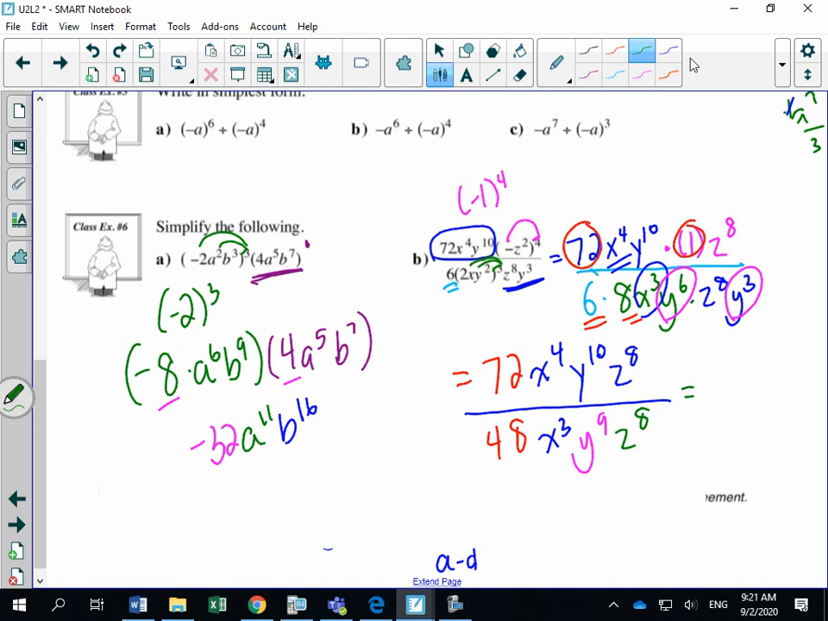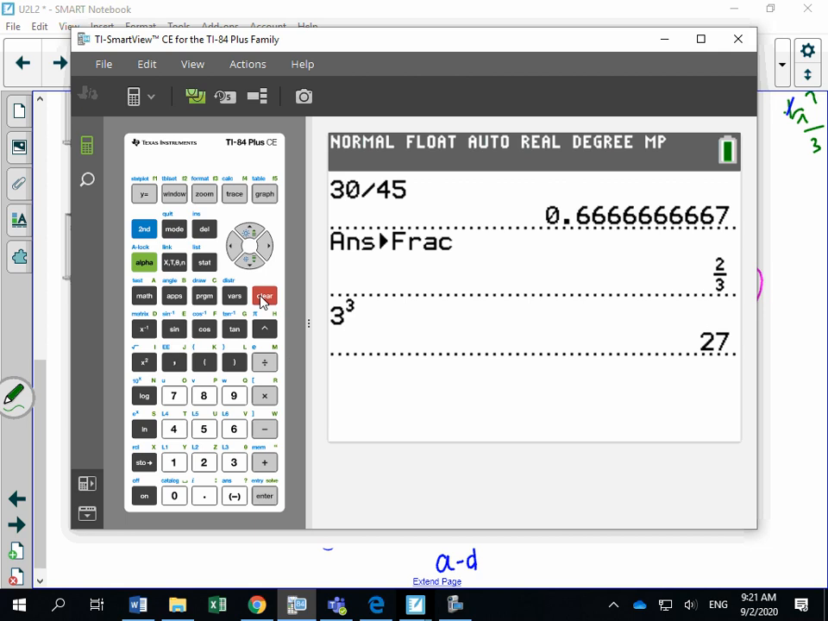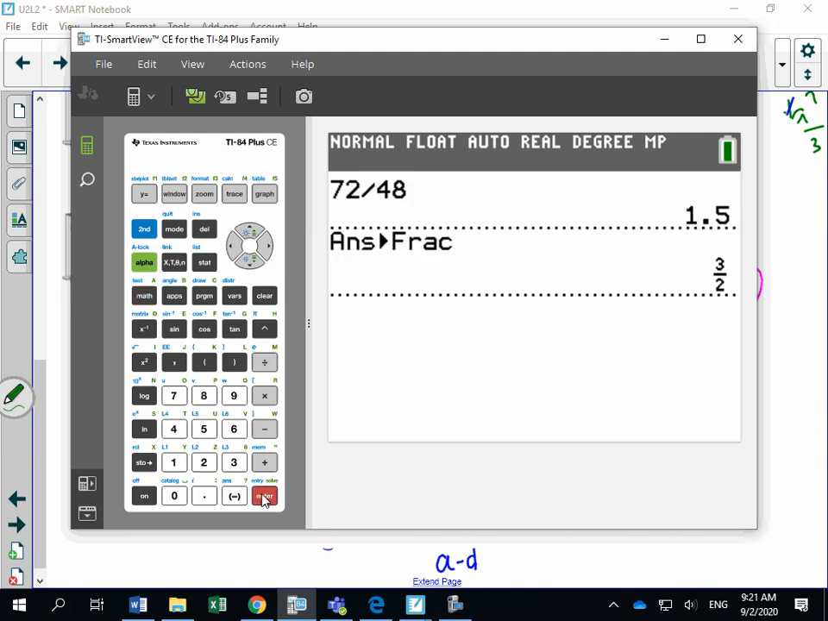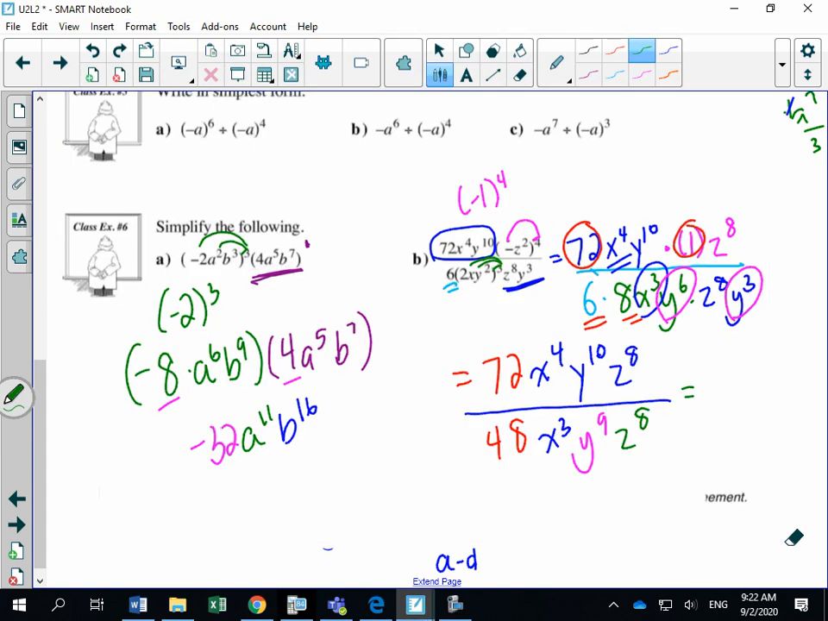72 divided by 48. If you type that in your calculator and Math 1 fraction it, this will simplify into 3 over 2. Okay, so that simplifies into 3 over 2. The x's, the quotient law says to subtract the exponent, so I get x to the 1, and I'm not going to write that invisible 1. I'm just going to write x. Y is the exact same thing. 10 minus 9 is just y to the 1. And then the z's, hopefully you see, they cancel. So my final answer is 3 over 2 xy.